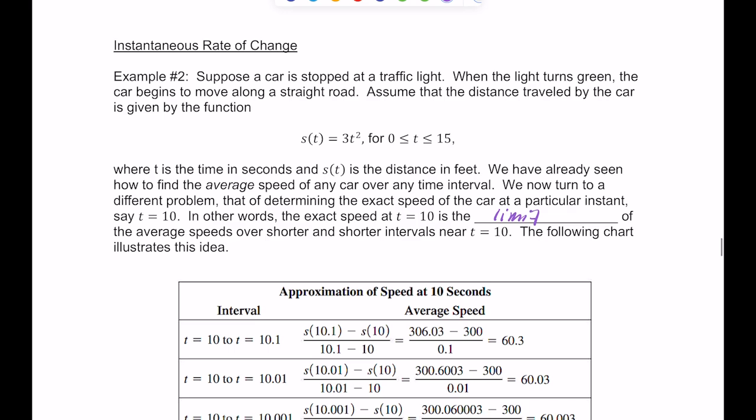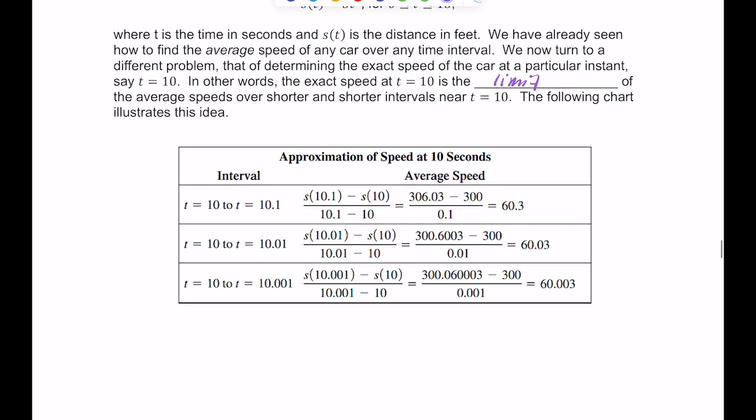So here's just a little brief snapshot of what that would look like if we were to look at smaller intervals. So maybe from 10 seconds to 10.1 seconds, and then 10 seconds to 10.01, and 10 to 10.001. So think of it like the tables we created, where we're getting closer and closer to 10 seconds. And you can see that the values are approaching 60 feet, right?